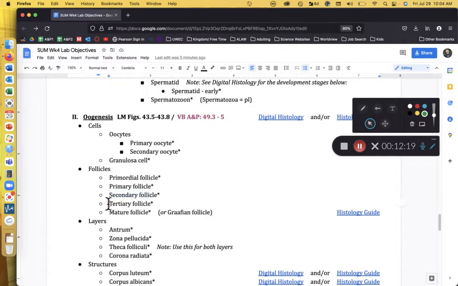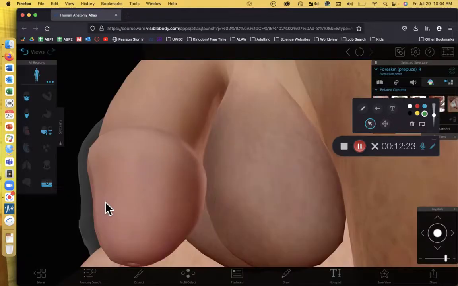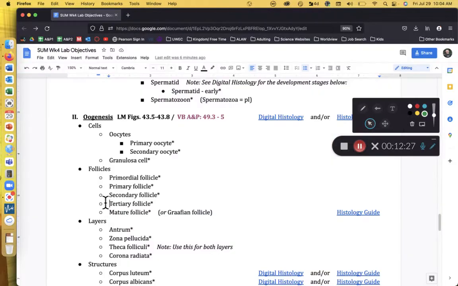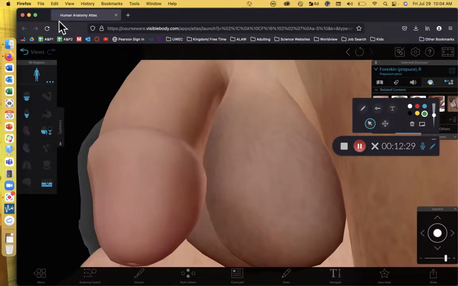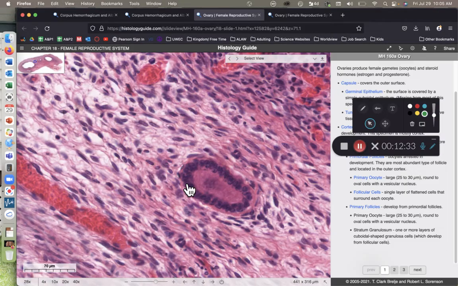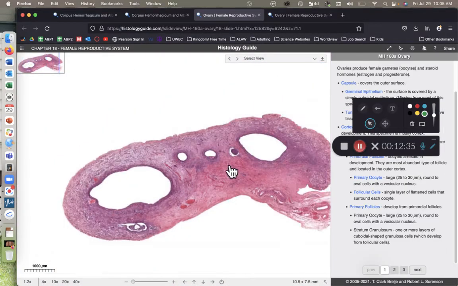And then finally we have tertiary follicles and mature follicles. The tertiary, come on, quick keys, don't fail me now. I'm minimizing this window, I'm tired of it popping up. There we go.